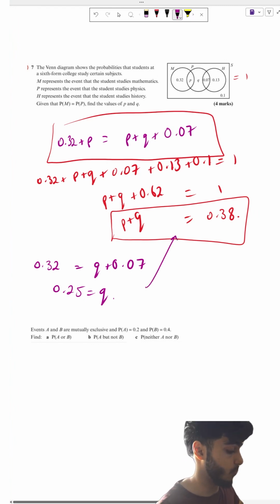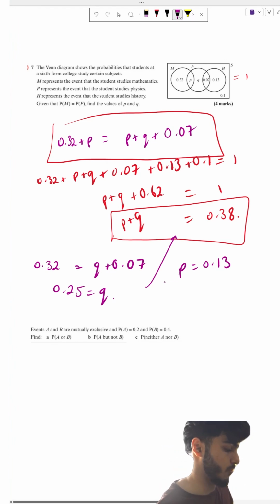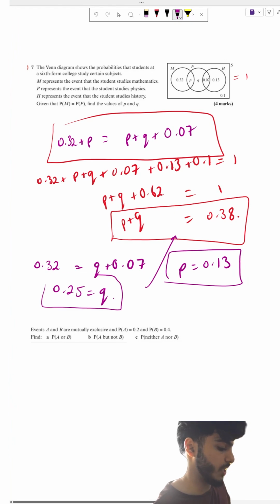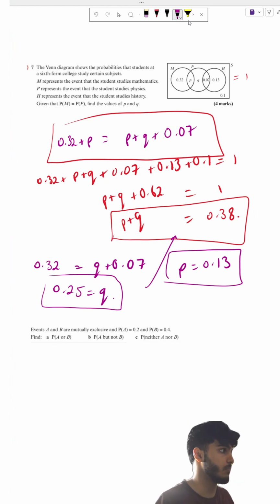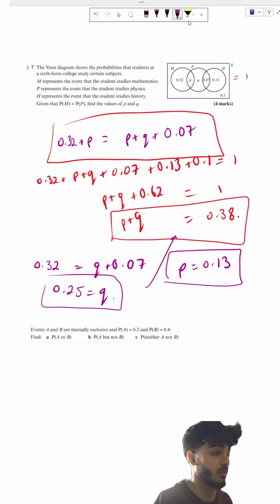And then from here, I can work out P as well. I'll just substitute in. So P gives me 0.38 minus 0.25, 0.13. And then we can, of course, check this. If we put them into our original equation, this should all add up to 1. If there are any disagreements, please do tell me in the comments. But these are the two values I got, and they look like pretty nice values. So, yeah, I'm happy with that.